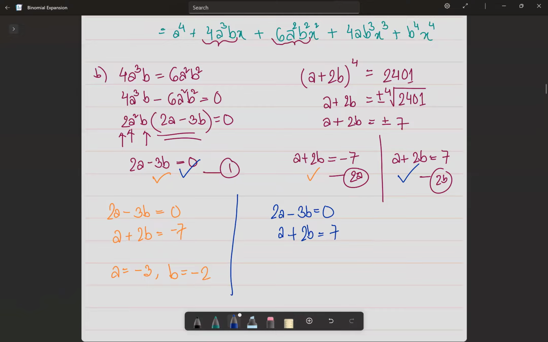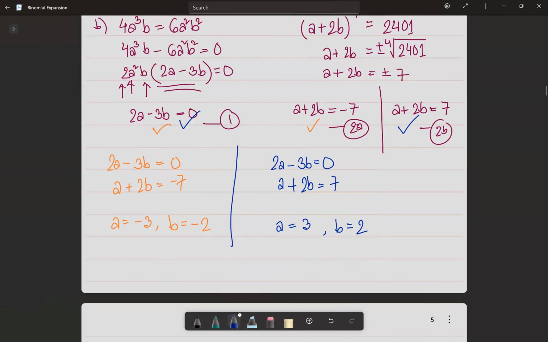So when you solve these two now, using again the same method, elimination or substitution, whatever you prefer, you are going to get the value of a as 3 and the value of b as 2. So these are our final answers. Our possible values of a are plus minus 3 and our possible values of b are plus minus 2.